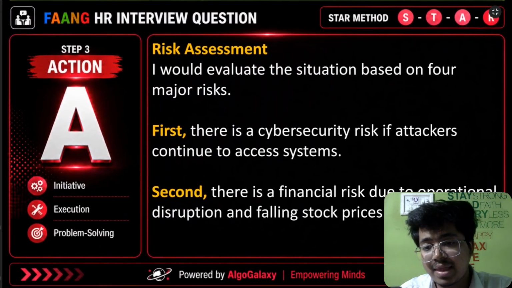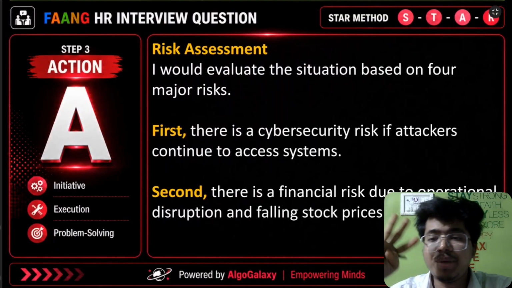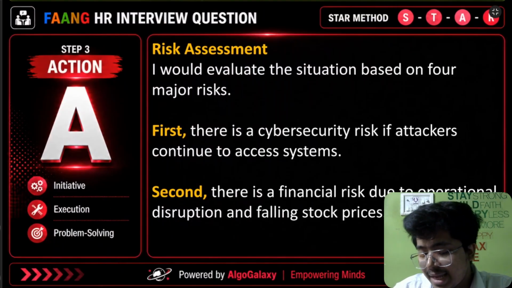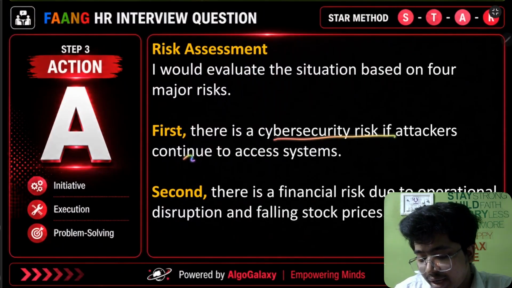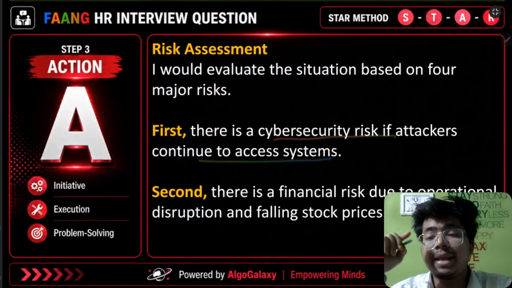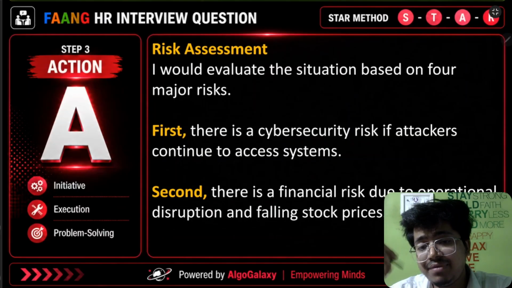Now we will be assessing our risks, that is, risk assessment. I would evaluate the situation based on the 4 major risks. First, there is the cybersecurity risk. If attackers continue to access the system, there is a risk. That means a cybersecurity attack has happened, and if this continues, this is our first risk.